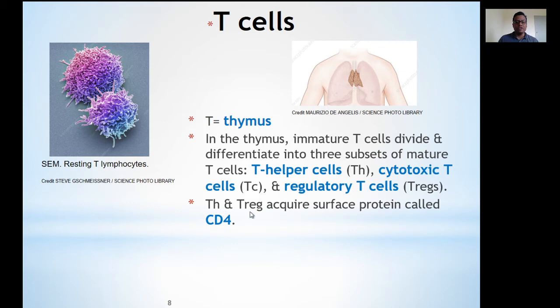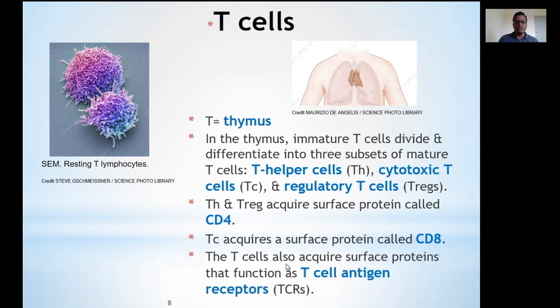T helper and T regulatory cells will acquire a surface protein called CD4, while the T cytotoxic will acquire a surface protein called CD8. So this CD4 and CD8 is the difference between the T helper, Treg, and also the T cytotoxics. The T cells also acquire surface proteins that function as T cell antigen receptors, or TCR.